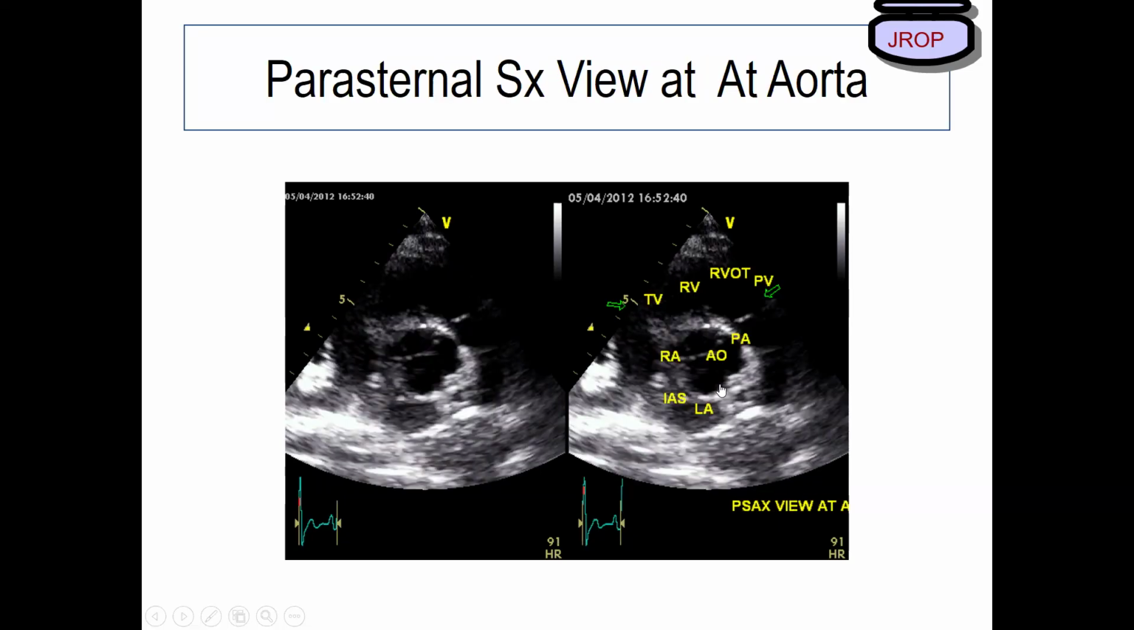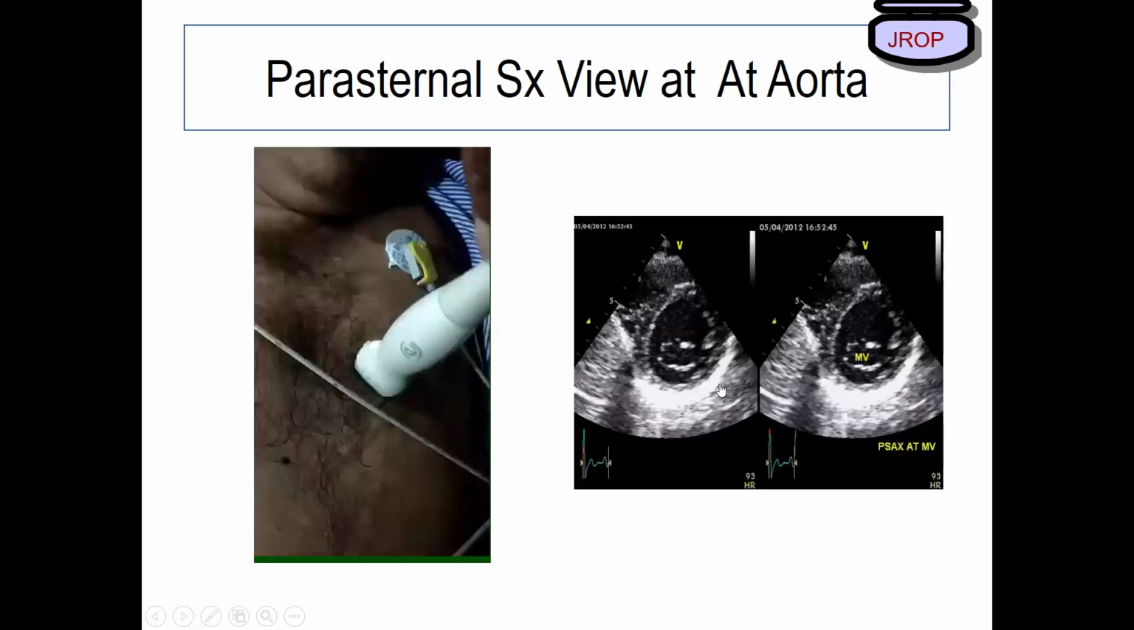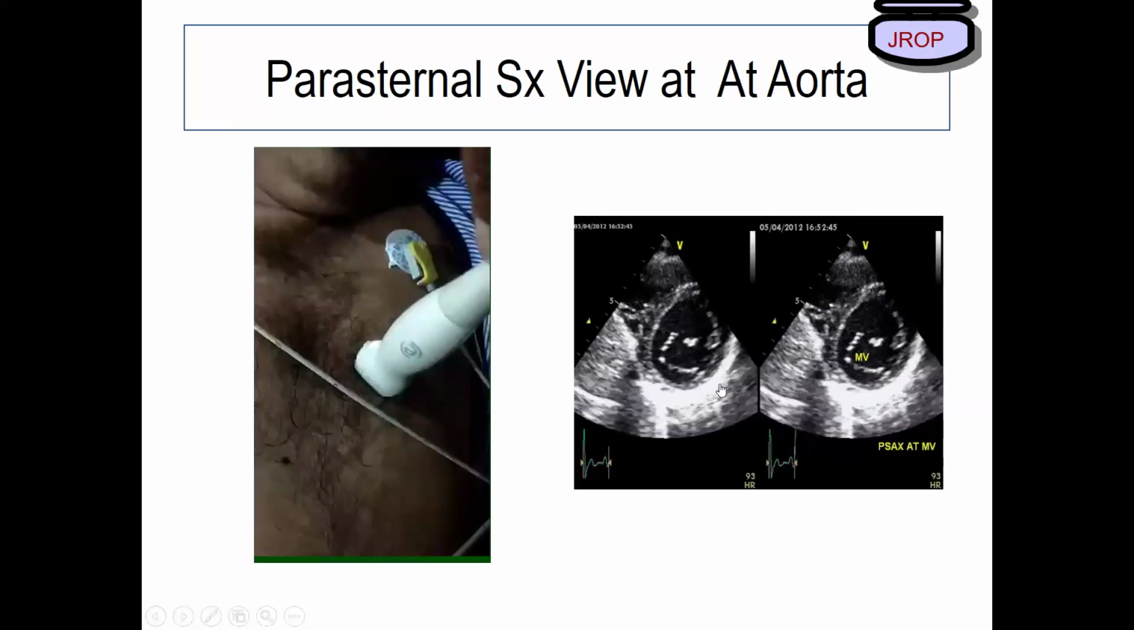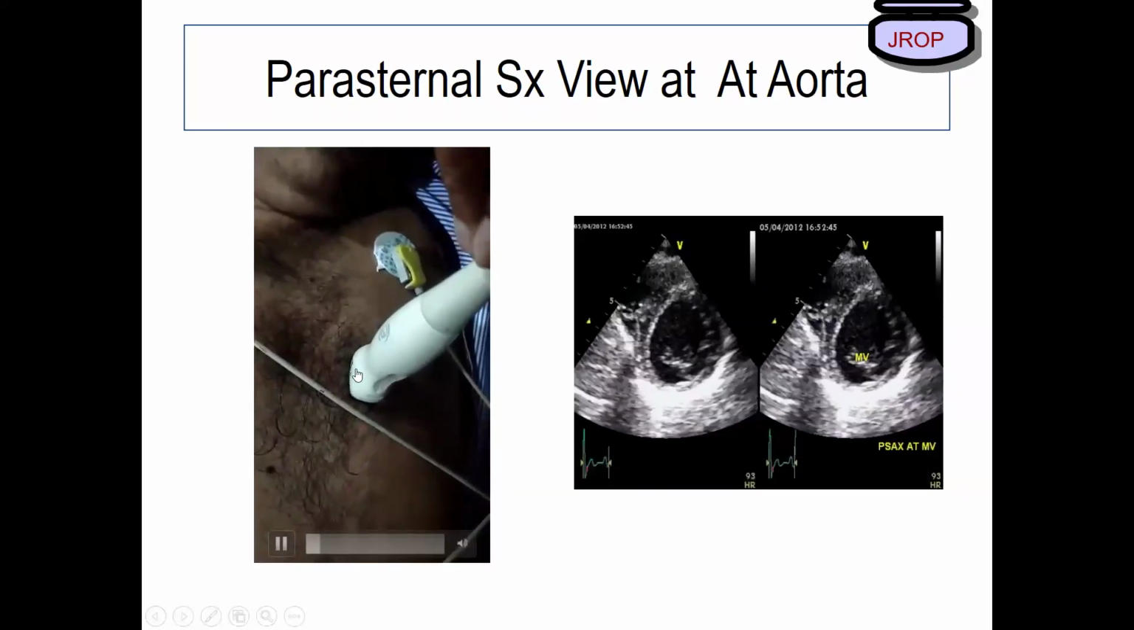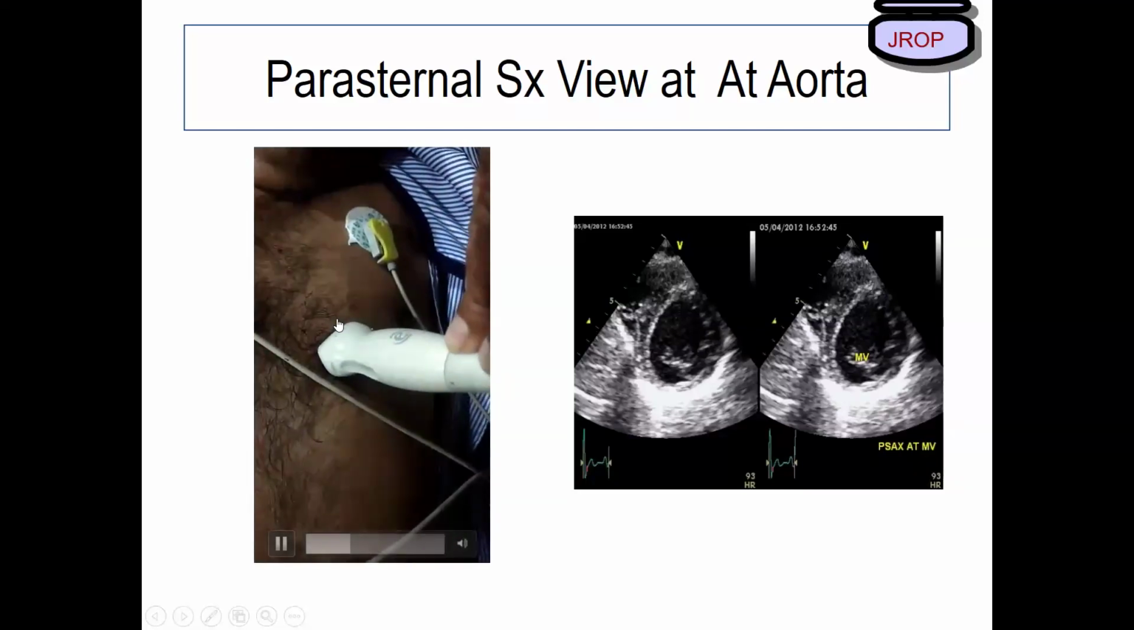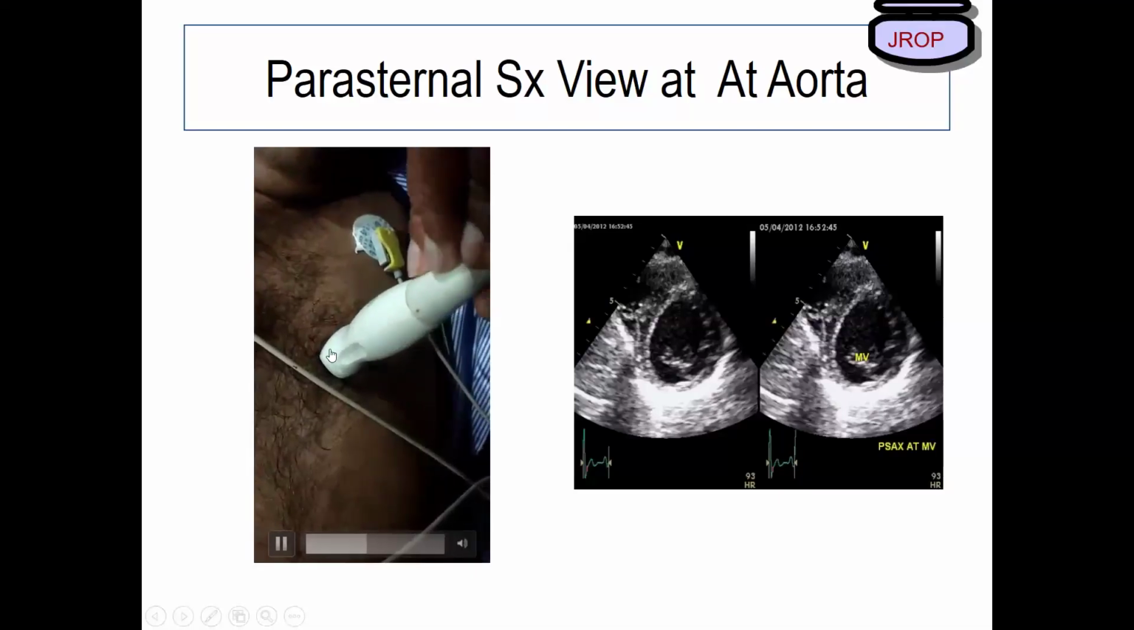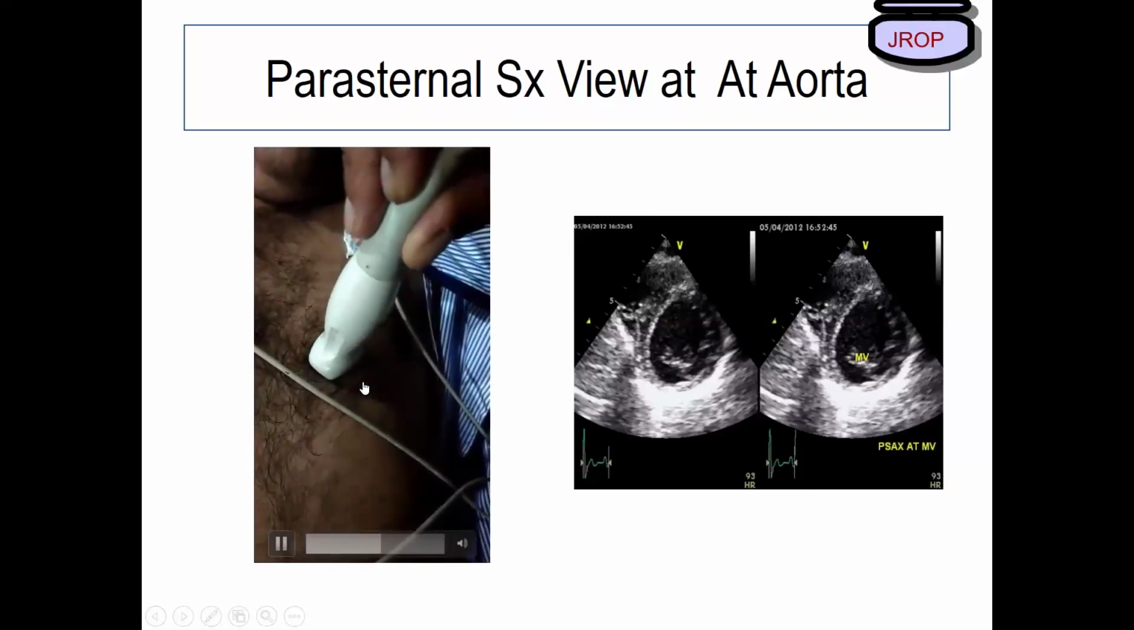The footprint, which was looking towards aorta. Now look, the footprint is looking to aorta now. Yes, it is aorta. Now it starts coming back. First will come mitral valve, then come papillary muscles, and then come apex.